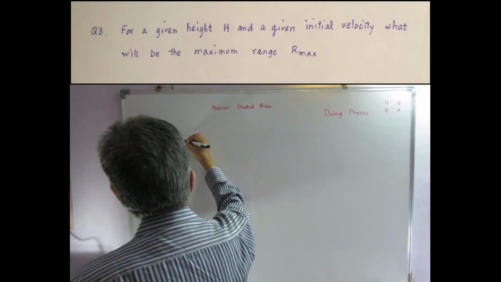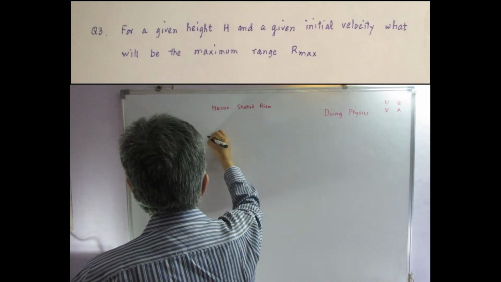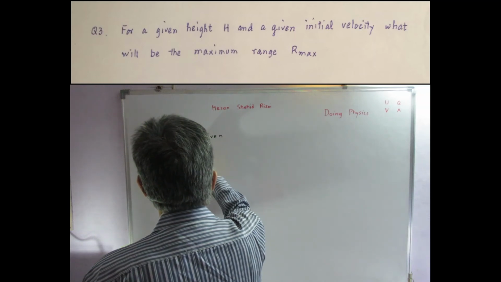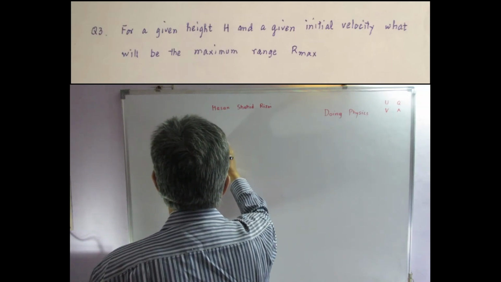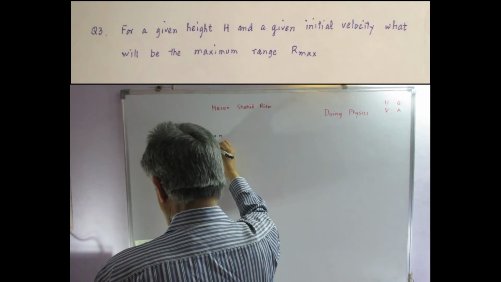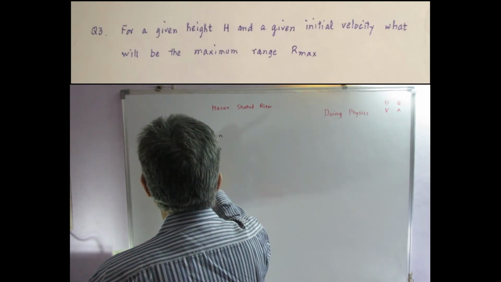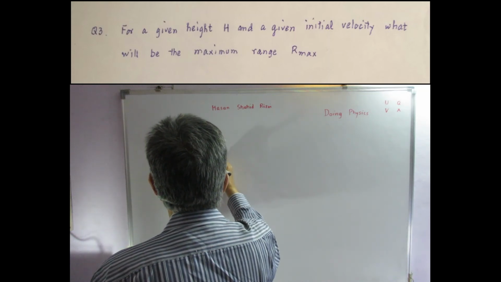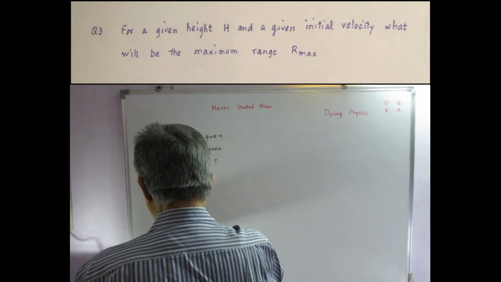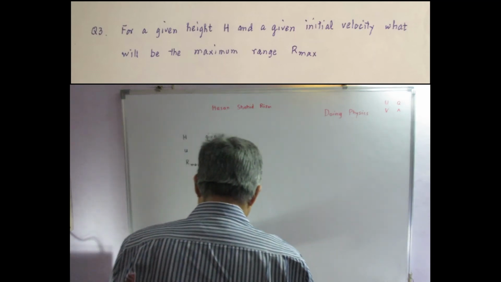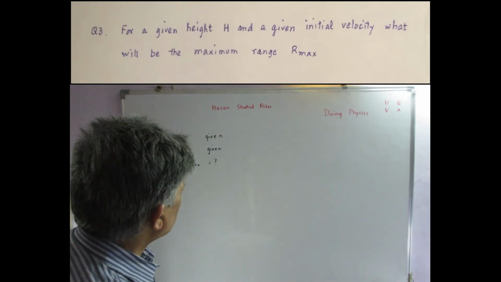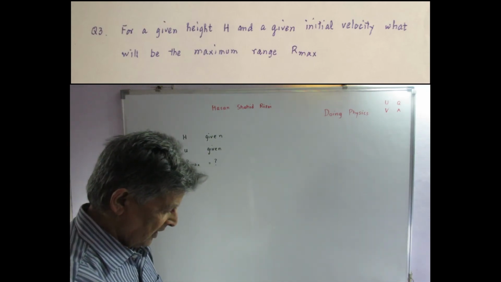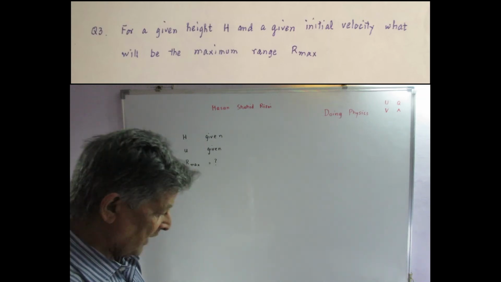Okay, in the next question we have H given, U given, and we have to find out R max is equal to what? Read the question. Now these can have any values. The values you can see in the question that is going to appear there on your screen. How do we do that?